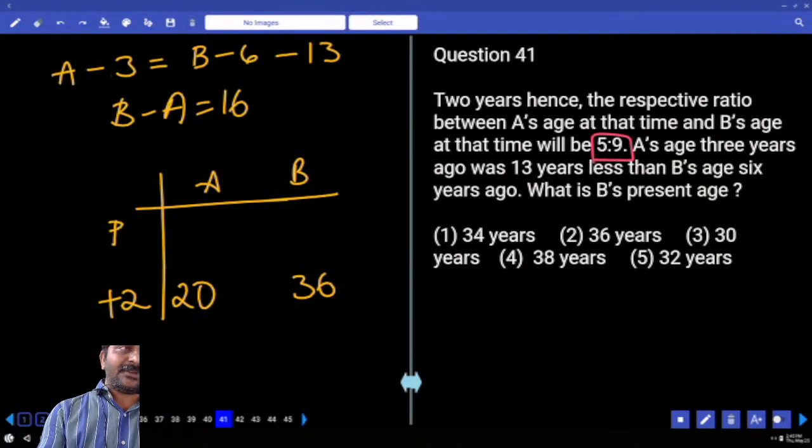Then to get present age, do we have to add or subtract? Subtract. How many years? 2 years. Subtracted, you get 34.